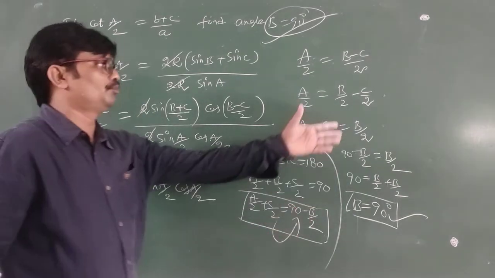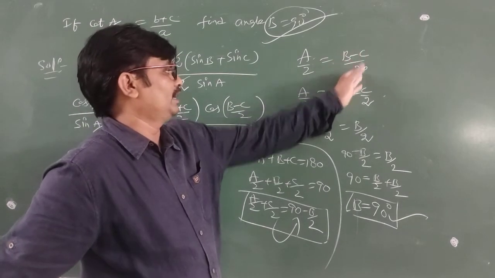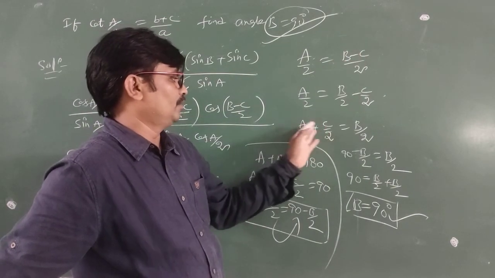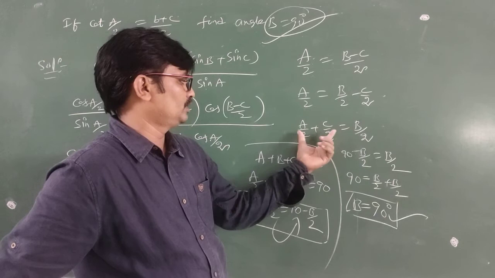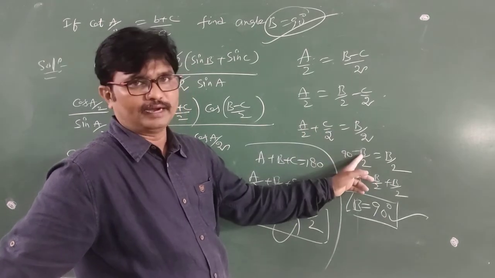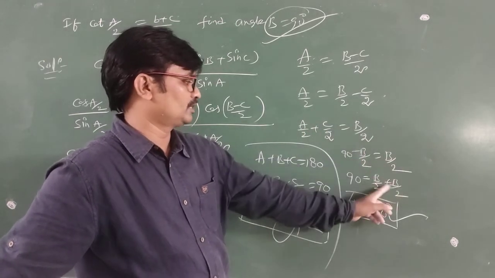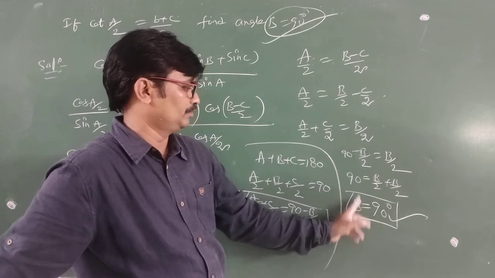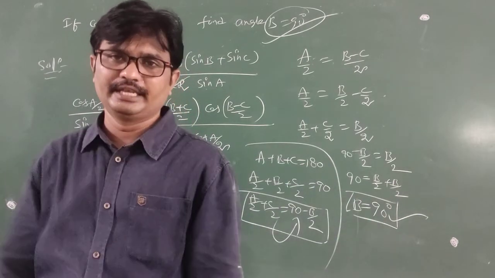A by 2 equals (B minus C) by 2. Taking minus C by 2 to the other side, it becomes plus C by 2. A by 2 plus C by 2 equals B by 2. This is nothing but 90 minus B by 2. Minus B by 2 becomes plus B by 2, and B by 2 plus B by 2 is B. B equals 90 degrees. Okay.